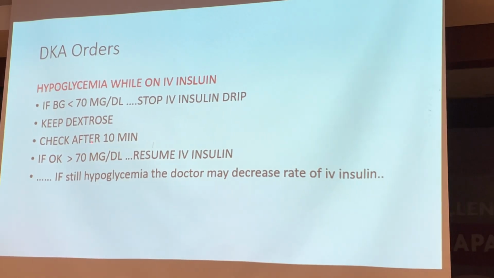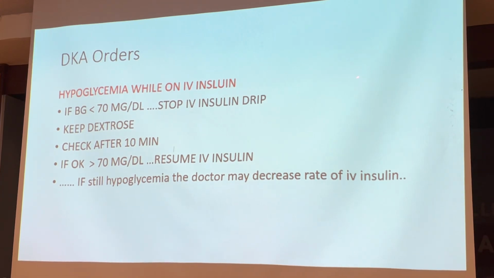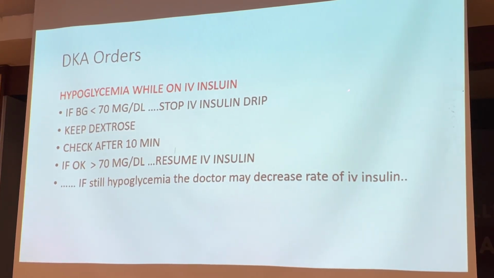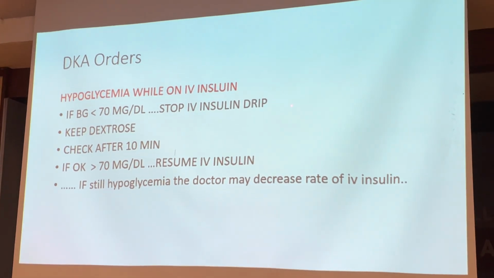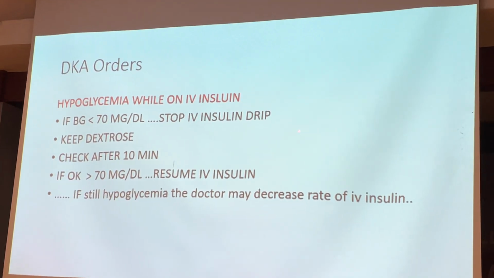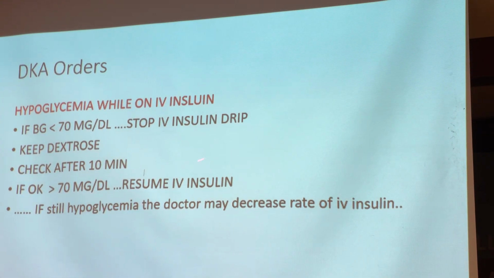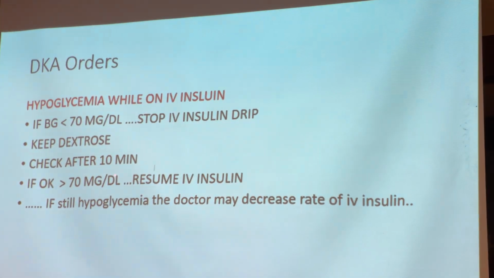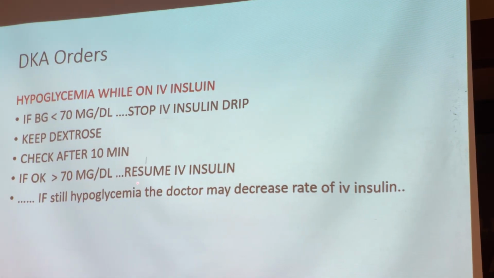And then check after 10 minutes. You will stop only the insulin, but you will keep his dextrose, so it can raise the blood sugar. Clear? The patient's blood sugar was surely below 150, so he is on D10. So we will stop the IV insulin and keep the D10. After 10 minutes, you will find the blood sugar is up, 80 or 90 or 100. If okay, we can resume the IV insulin.